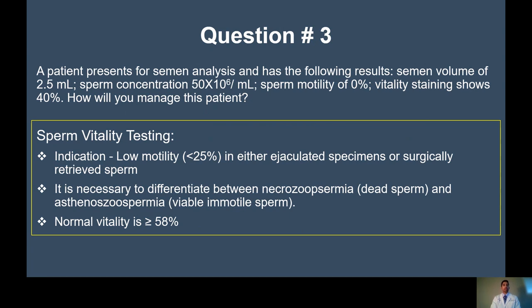As Dr. Sharma discussed in his lecture on sperm vitality testing, it is indicated in patients with low motility, less than 25%, in either ejaculated or surgically retrieved specimens. From a clinical standpoint, it is important to differentiate between necrozoospermia, which is dead sperm, and asthenozoospermia, which is viable immotile sperm. Normal vitality is greater than or equal to 58%.